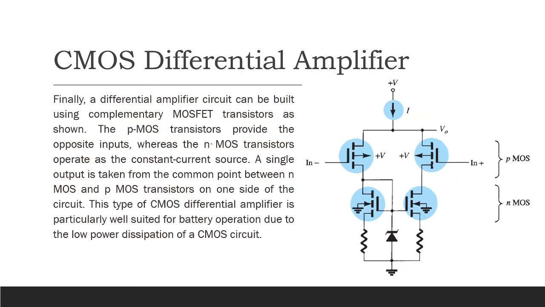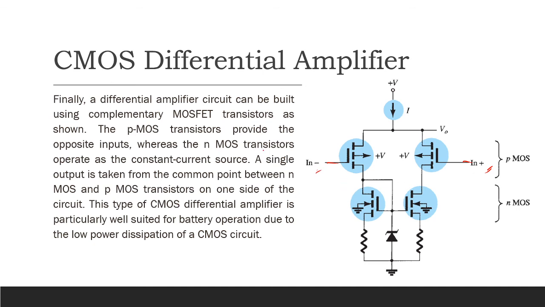Now, ito CMOS as a differential amplifier. So, paano ba nagagamit yung CMOS natin as a differential amplifier? Overview lang din naman to. So, finally, a differential amplifier circuit can also be built using CMOS transistors. Ito yung itsura ng circuit. So, the PMOS transistors provide the opposite inputs. Ito yung inverting, ito yung non-inverting input.